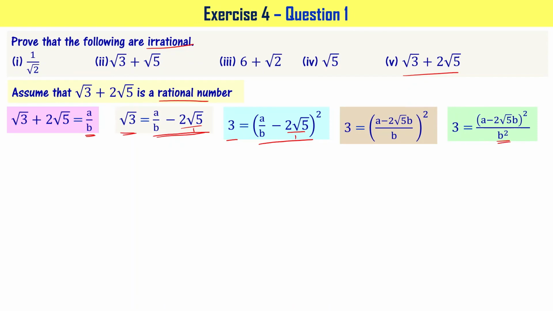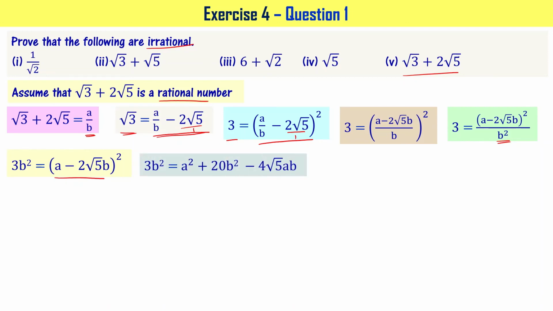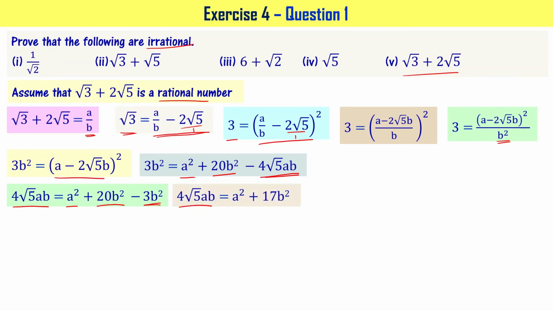Let me rearrange this equation and write it as 3b square equal to a minus 2 root 5 b whole square. I can expand RHS such that it can be written as 3b square equal to a square plus 20b square minus 4 root 5 ab. Let me take 4 root 5 ab onto one side and rest of the equation onto the other side such that it can be written as 4 root 5 ab equal to a square plus 20b square minus 3b square. Simplify this equation such that it can be written as 4 root 5 ab equal to a square plus 17b square.